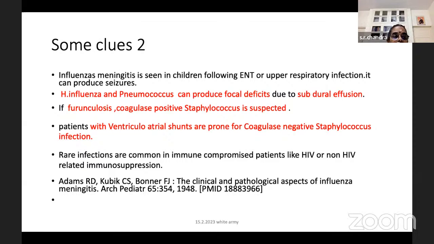Then if the person is having cutaneous infections, pharyngitis, coagulase positive staphylococcus is suspected. And patients with ventriculoatrial shunts are prone to coagulase negative staphylococcal infections. So these are some clues. Even when you are waiting for the culture, look for the circumstantial evidence. If these circumstances are present, you can start the appropriate medication. And rare infections are common in immunocompromised patients, like HIV or non-HIV related immunosuppression. So this is taken from the reference which I have put there, R.D. Adams.